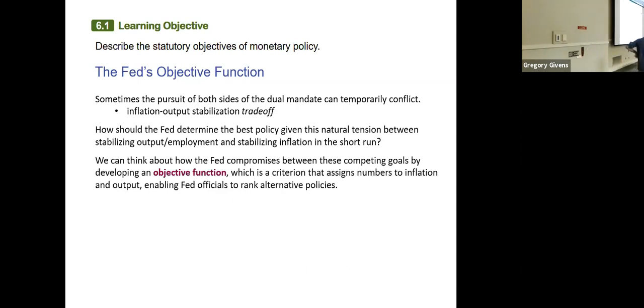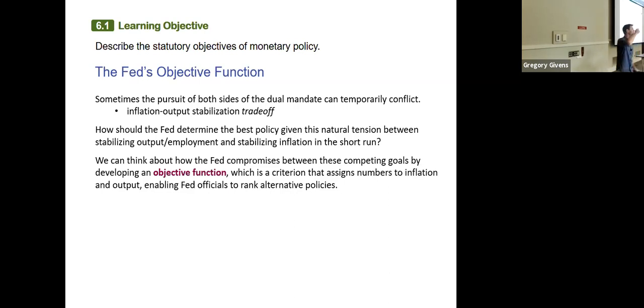Now, let me be clear about what this is, and then we'll go through some examples of how to construct this. An objective function is just a numerical criterion that assigns specific numbers to inflation and output that enable the Fed to rank different policies. The Fed may have 10 different potential interest rate policies that it is considering. What is the optimal one for it to choose? Well, it needs to rank those policies by using an objective function, right?